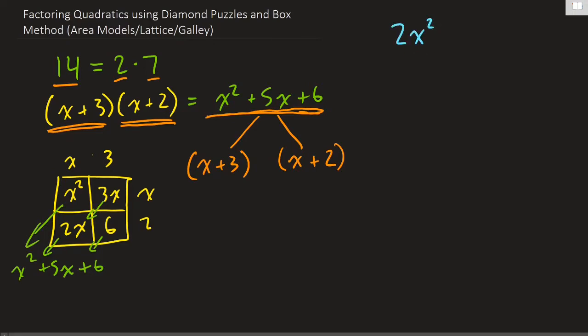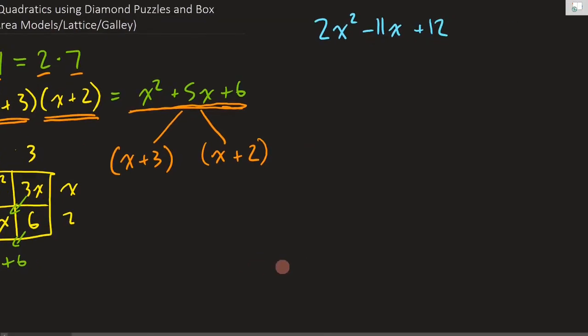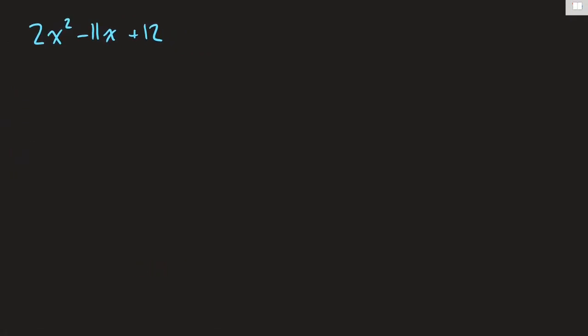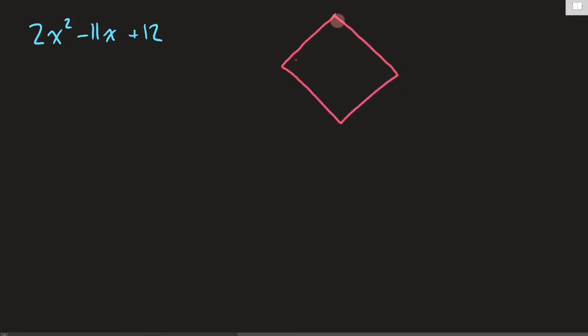So let's jump in and do an example. We will have 2x squared minus 11x plus 12. The first thing we're going to do is set up a diamond puzzle. You guys remember diamond puzzles? A diamond puzzle is a diamond like this. You've got the product in the box on the right, the sum in the box on the left, and then you've got your two numbers: number 1 up top and number 2 down here. The two numbers multiply to the number in the product box and add to the number in the sum box.